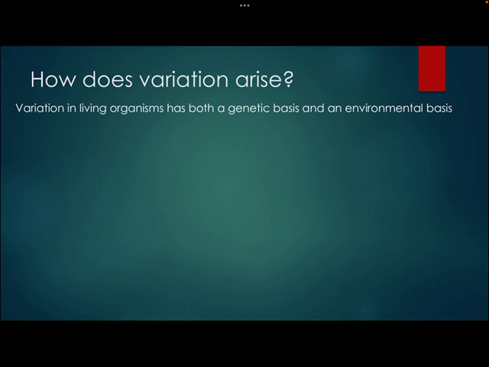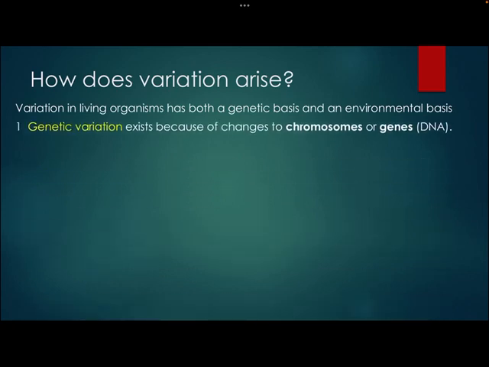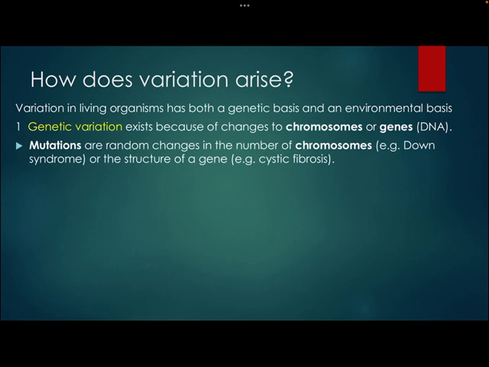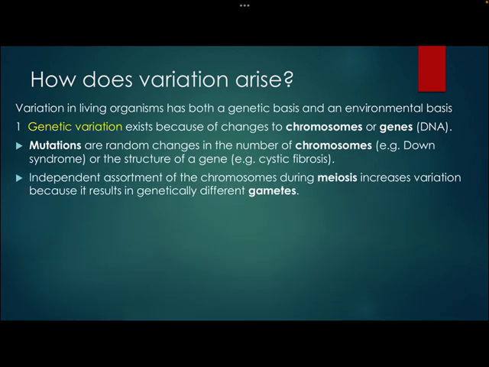How does variation arise? Variation in living organisms has both a genetic basis and an environmental basis. Genetic variation exists because of changes to DNA, in their genes or in the chromosomes. A mutation could arise as a random change in the number of chromosomes, such as Down syndrome, or the structure of a gene, such as cystic fibrosis.